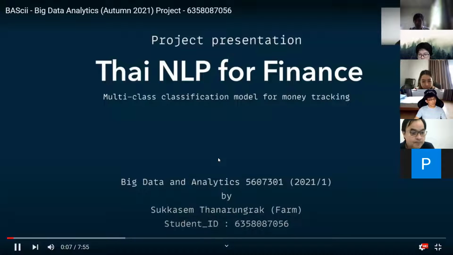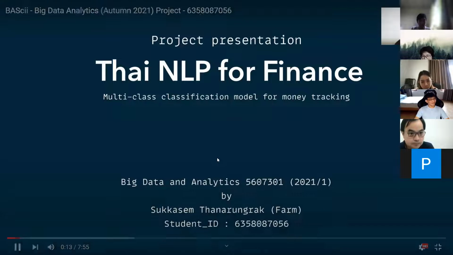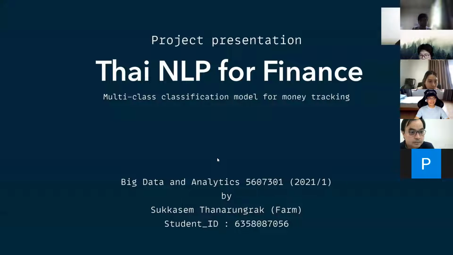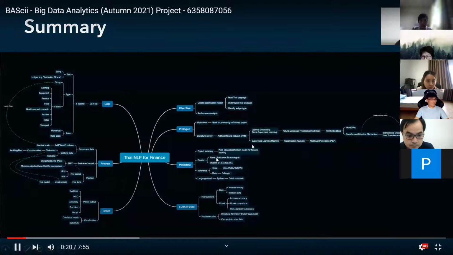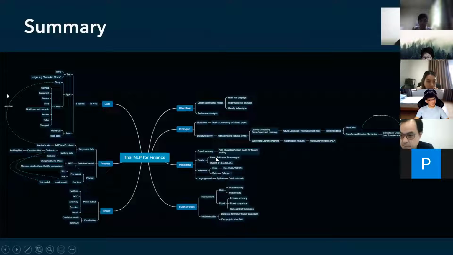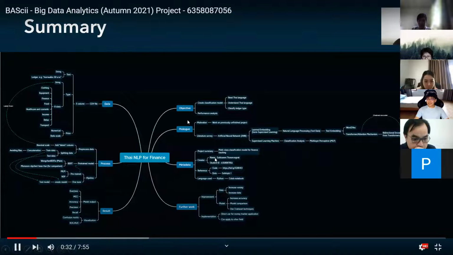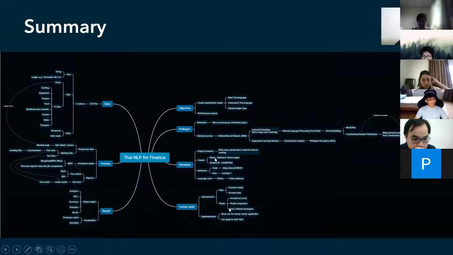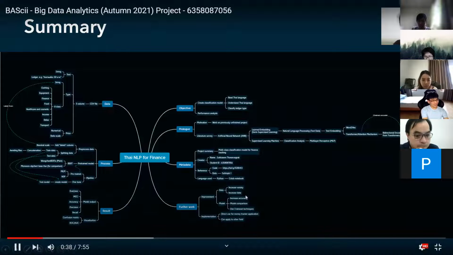The project is about using a Thai natural language processing model to classify daily spending type for money tracking purposes. Firstly, this is the mind map that I created that summarizes all the content in the presentation. The content goes from objective to data processing, result and future works. So let's get into it.